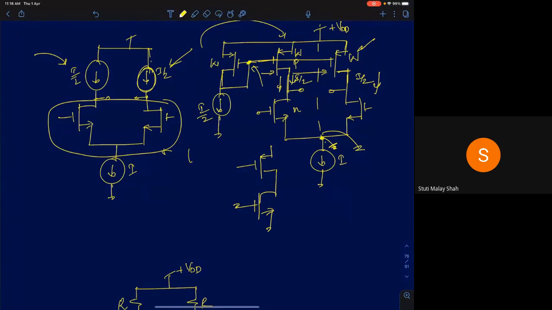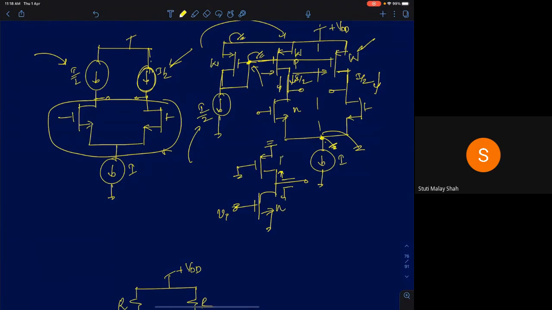You're pushing a constant current through this device, which means its bias current cannot change. If its bias current cannot change, this is at AC ground, so this also has to be at AC ground. Since that is AC ground, this node will come to AC ground. So now you have applied your input at this point. What is the voltage gain of this amplifier? This is a common source amplifier. So what is the voltage gain?